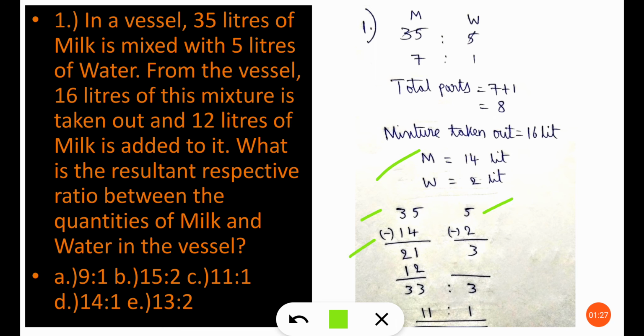Now they have mixed 12 liters of milk into that vessel. So 12 liters of milk means 21 plus 12, that means 33, and they have not added any water. That's why we have kept space here. And the 3 liters of water is as it is. And they have asked the ratio between these two. So 33:3 means 11:1. Option C is the right answer. I hope you understood this one.